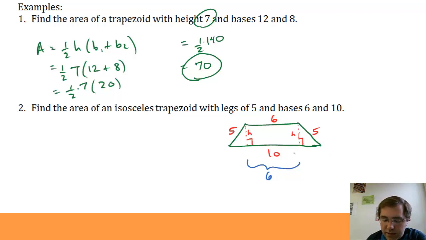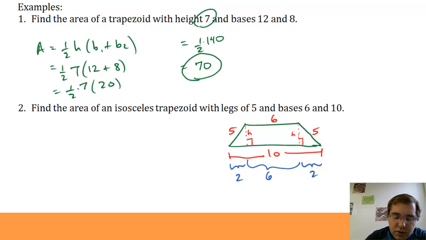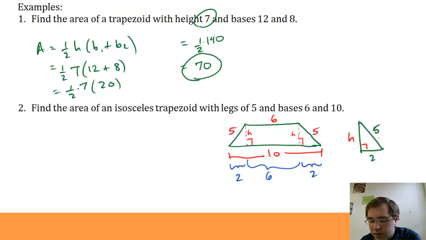If the whole thing was 10, that means that the pieces on the sides split evenly, 4, so that the 4 and 6 makes 10. So that's 2 and that's 2. So that 2 plus 6 plus 2 makes the whole 10. So then I've got two right triangles, and let's just take a look at one of them because we need to find what h is. So I've just redrawn this right triangle over here, and let's find h.